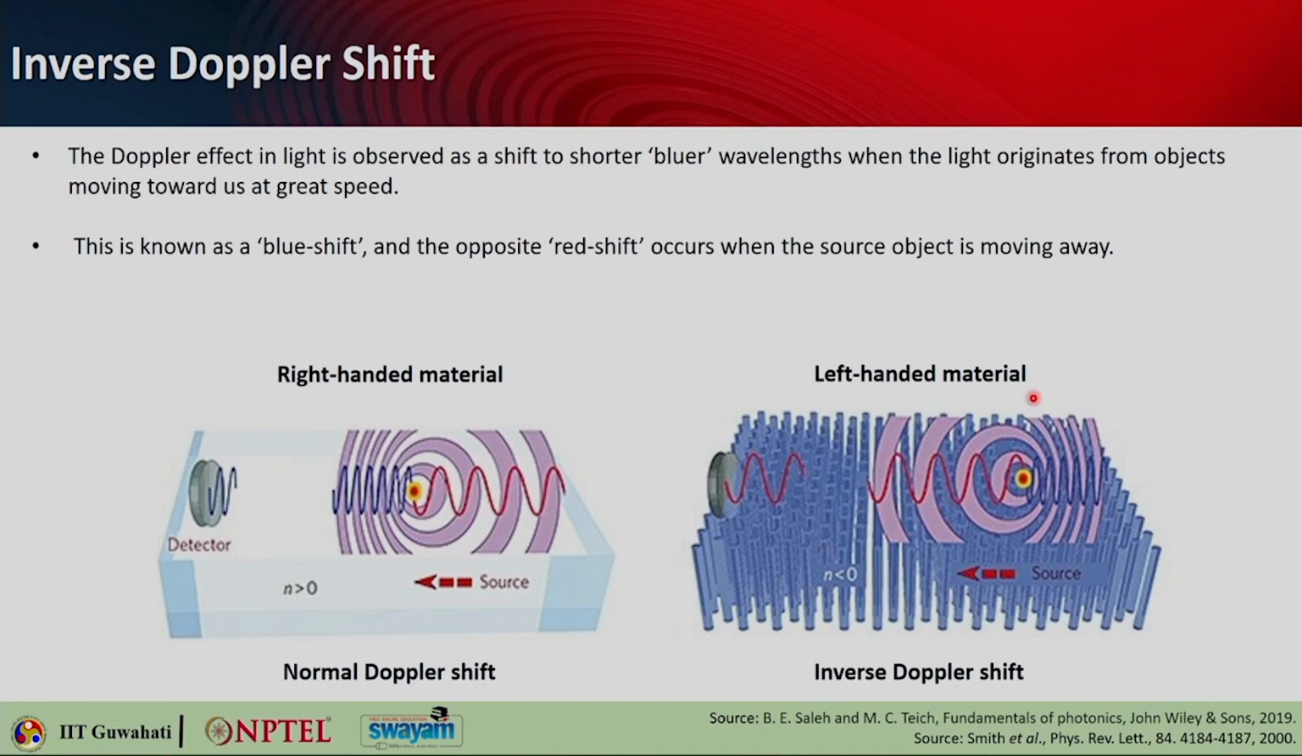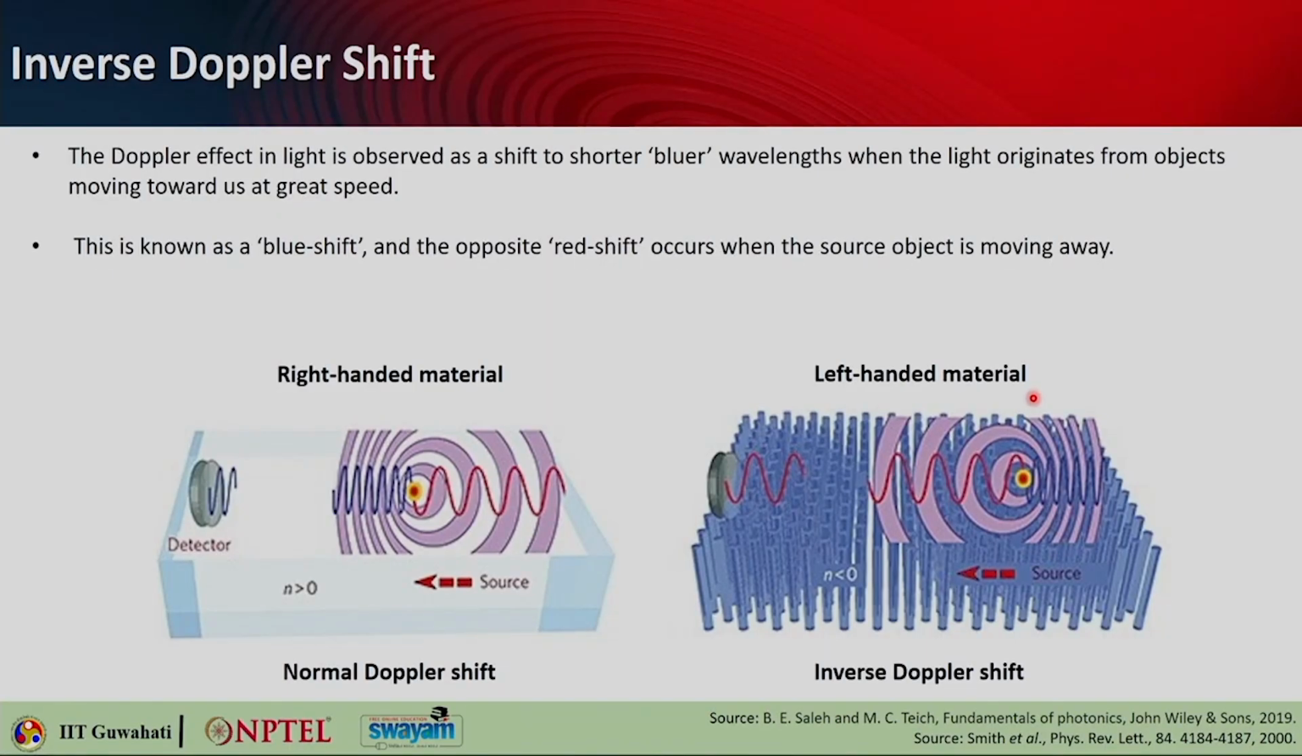If you consider Doppler shift in light, it is observed as a shift to shorter or bluer wavelengths when the light originates from objects which are moving towards us at a very great speed. In terms of frequency, you can say the frequency increases or the wavelength decreases, and that is why it is shifting towards shorter bluer wavelengths. The opposite effect will happen when the source moves away from us, the frequency decreases. That means the shift will be towards longer or red wavelengths.